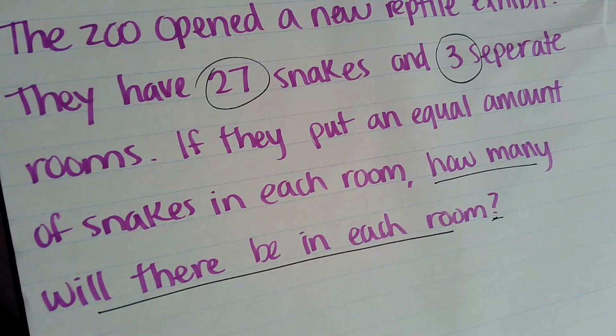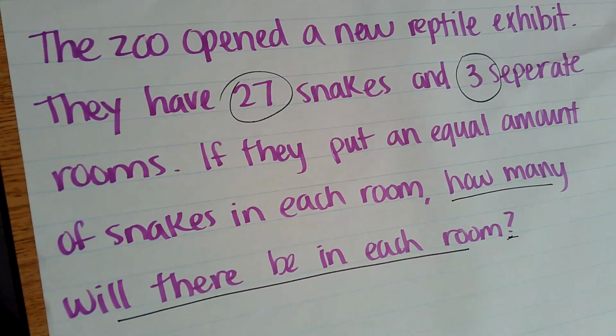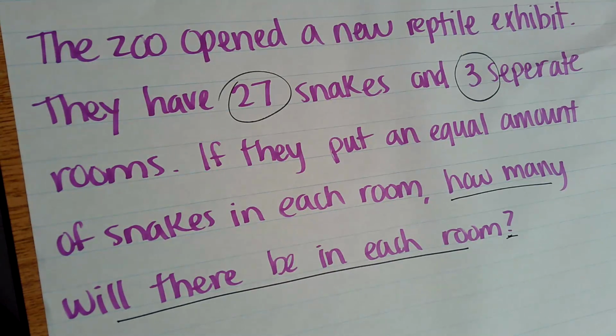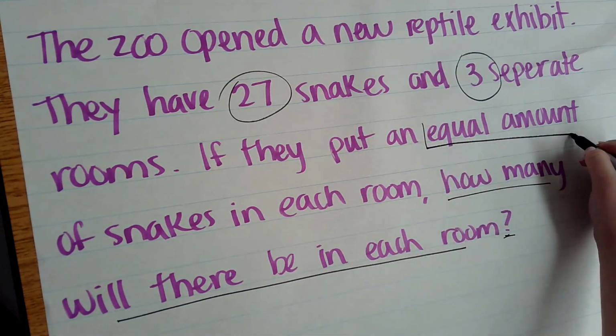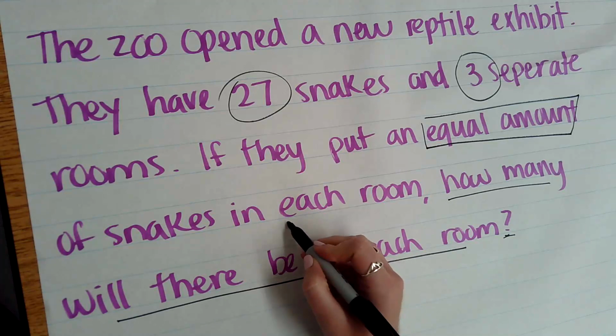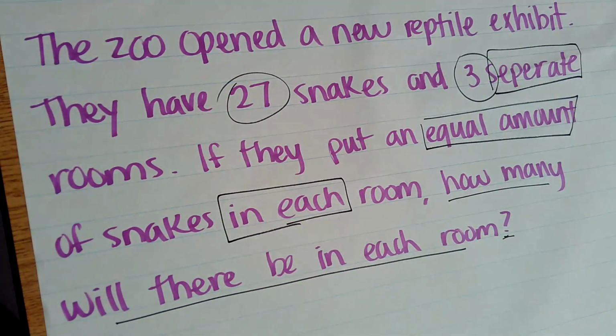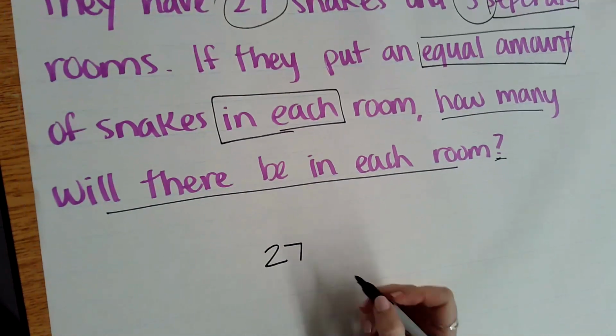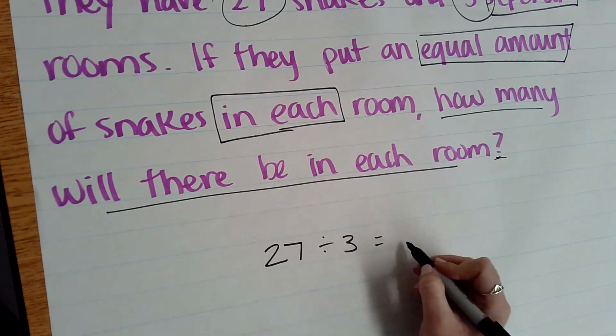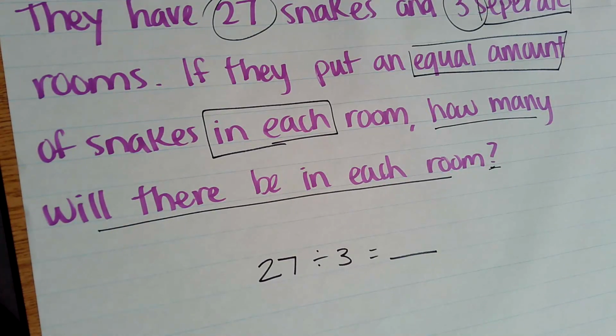Next step is the trickiest step for a lot of our third graders. It's to box those key words that are in that word problem. They really have to think about what is the information telling them, what do I actually need to do with those numbers. So I see right here, equal amount, and each, there's 3 separate rooms. All of those to me tell me that I need to divide. I have 27 divided by 3, and then I'm looking for what my answer is.